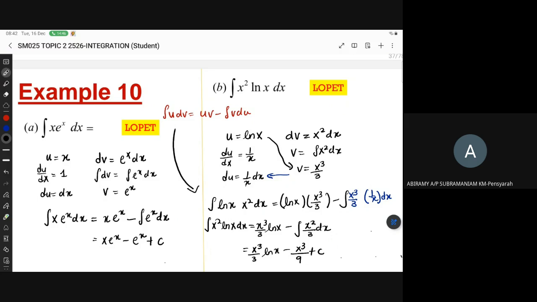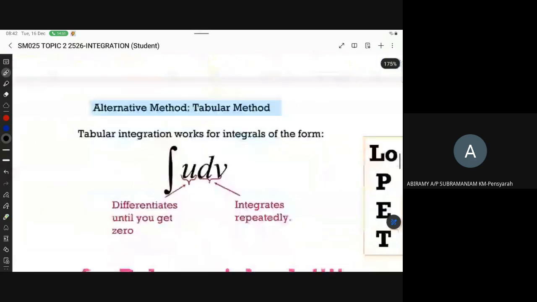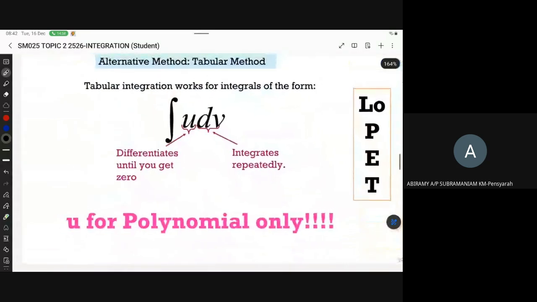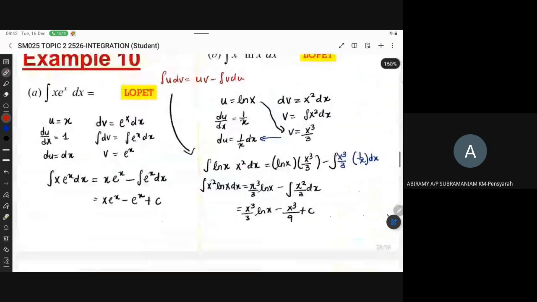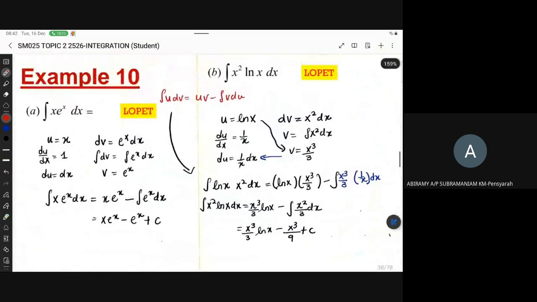Now for by parts, we have an alternative method which is known as the tabular method. But we have to be very careful. Tabular method does not work for all questions. For the tabular method, when we choose u, we must make sure u is only a polynomial. For example, the two examples here. The first example, u equals x is a polynomial.